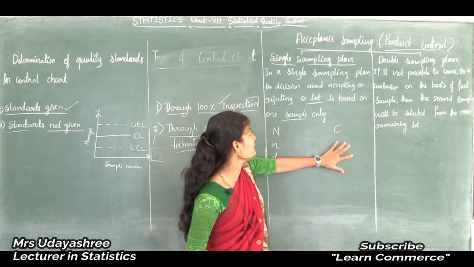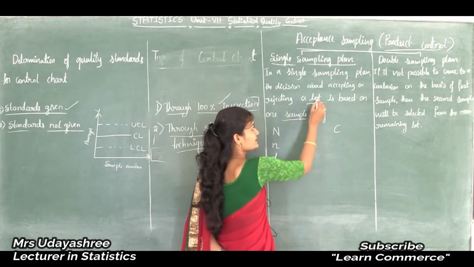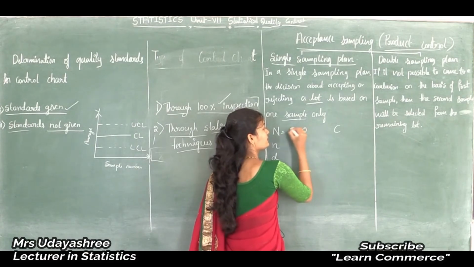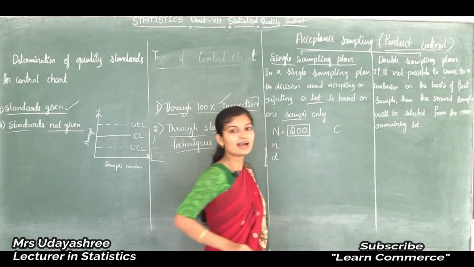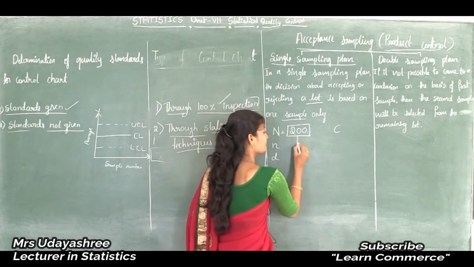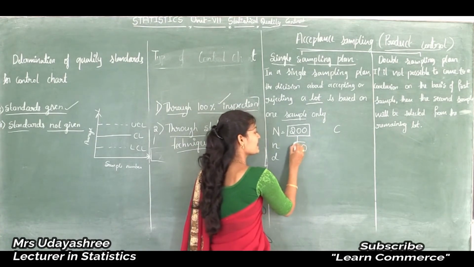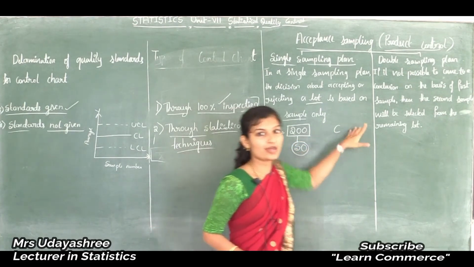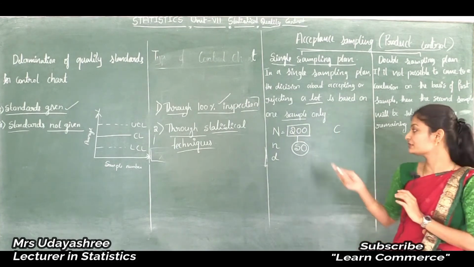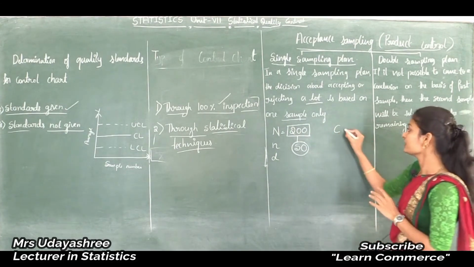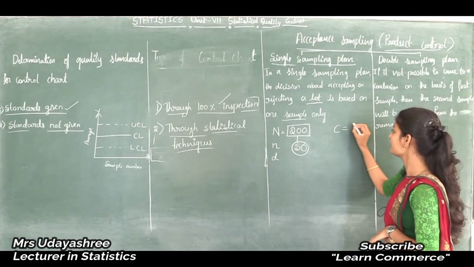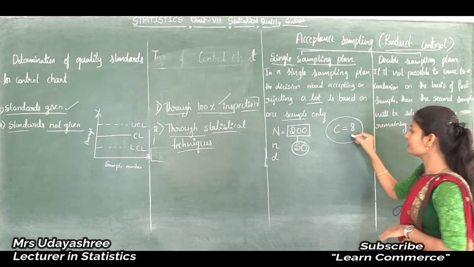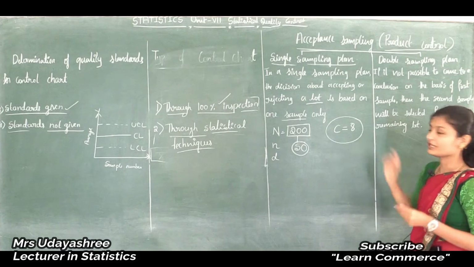For example, I will consider a lot of 200 items. From this I will select some sample, it may be 50. So here the sample size is 50. Then I will fix some acceptance number, which is the maximum number of defects allowed in the sample. I will take 8. This is not exact, you can take any number, but here I took 8.